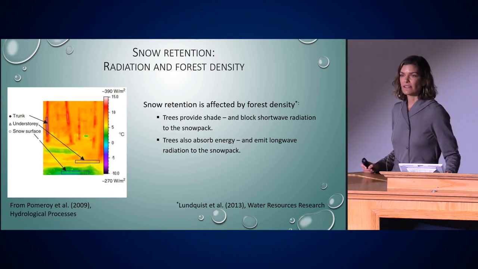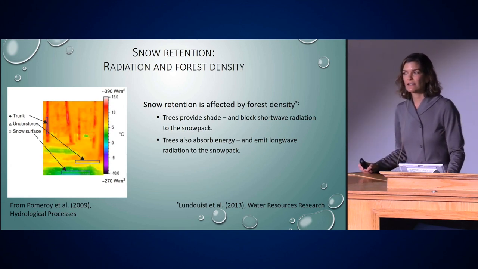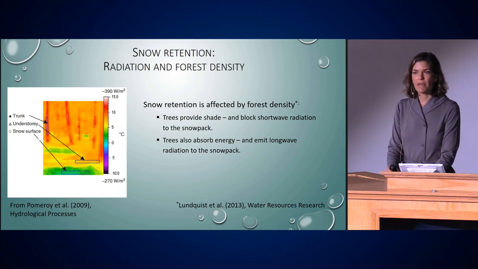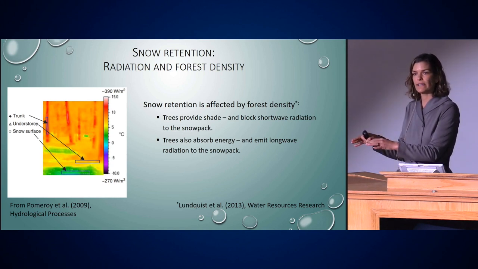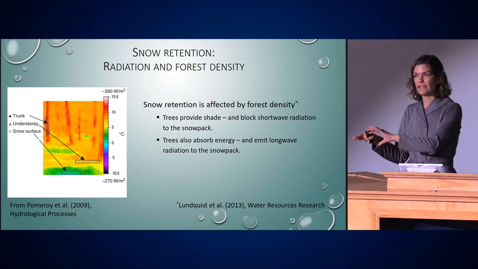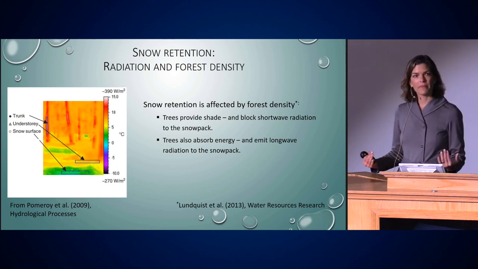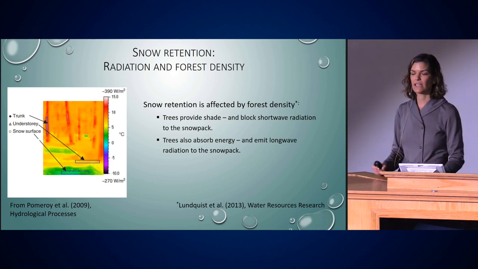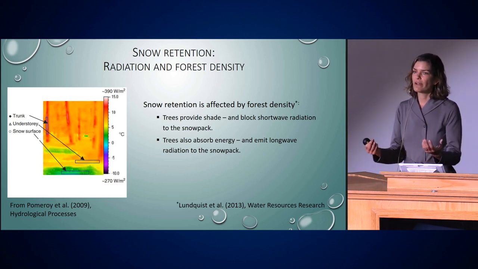So I mentioned that the sublimation piece has a lot to do with radiation. Tree density affects the amount of radiation reaching the snowpack. And that's important both for shortwave or solar radiation and also longwave radiation. Trees block solar radiation. They also absorb energy from the sun and from the water that they're uptaking. And then they emit longwave radiation.